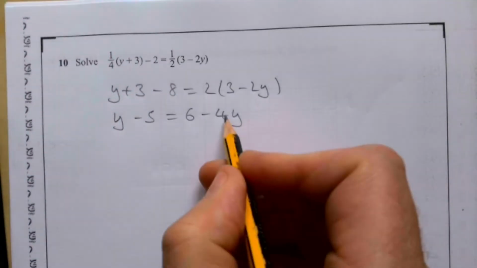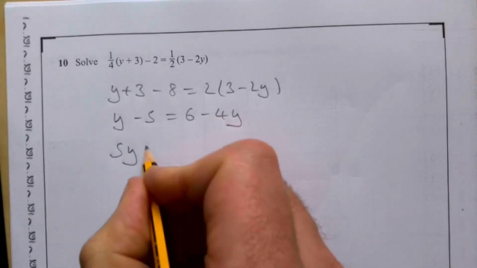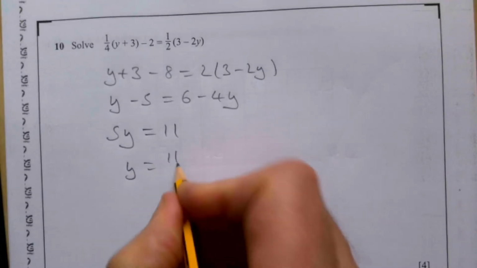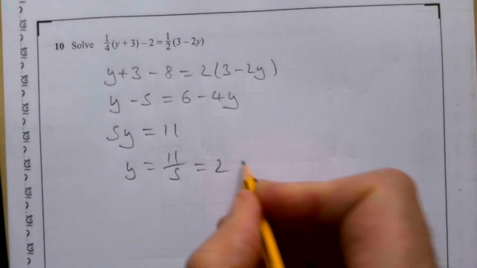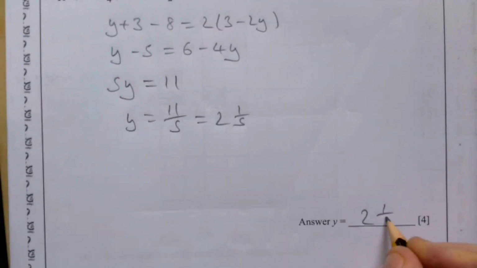I would add the 4y to both sides, giving me a 5y, and add the 5 to both sides, giving me an 11. So I have y is 11 over 5, or 2 and a fifth. So my answer to this then is 2 and a fifth.